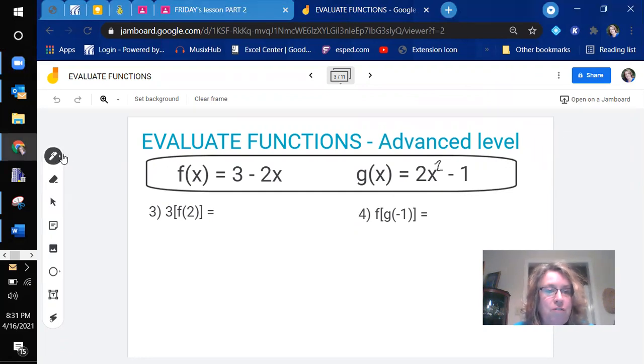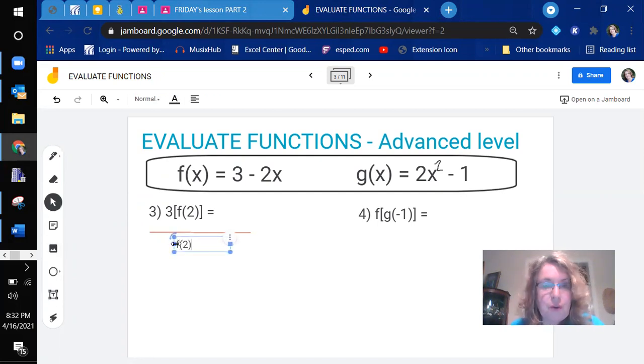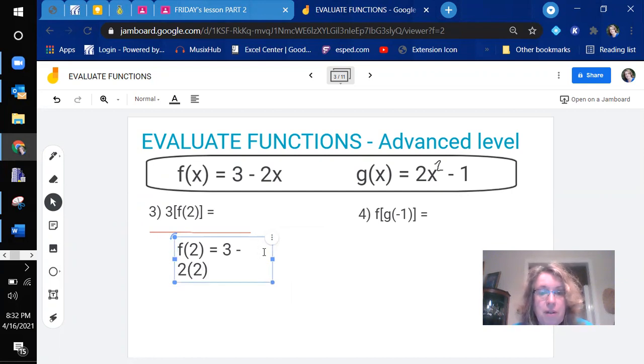So I'm going to ignore the 3, and I'm just going to try to do this inside part, the f of 2. And I'm just going to do that part first. So let me pull that out. So f of 2 is the part I'm going to do, and I need to copy down the f function, which is 3 minus 2x. Make that a little bigger. So then I'm going to go to the x, and where the x is, I'm going to put in the number which they want us to put in, a 2.